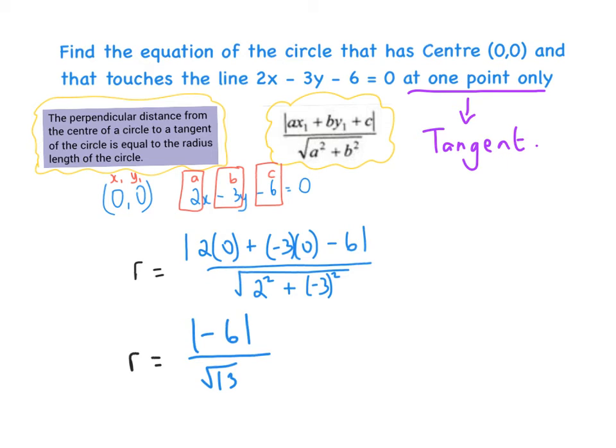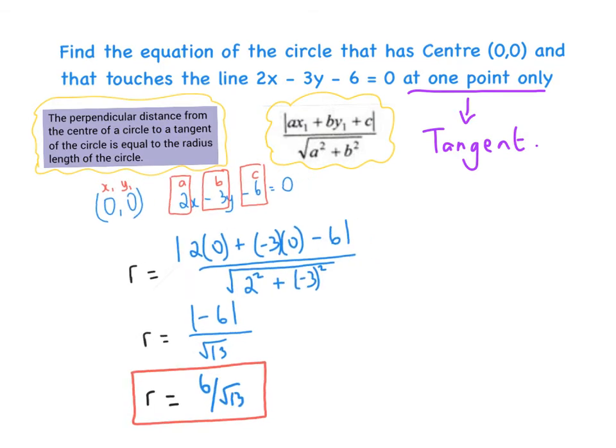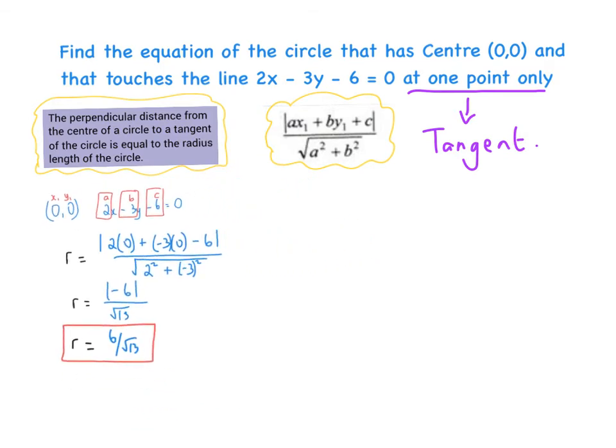And so then just to make this positive or to tidy it up, we're taking the positive value obviously as well, because we know a distance, a length can never be negative. So here we're going to have 6 over the square root of 13. So that's our radius. Okay, so now that we have our radius, we can set it aside over here.